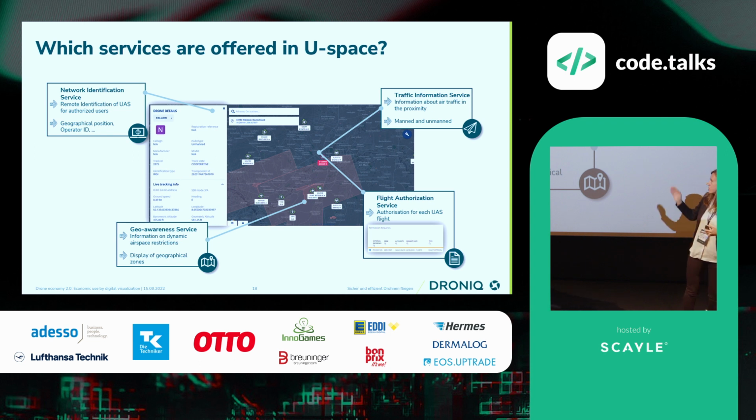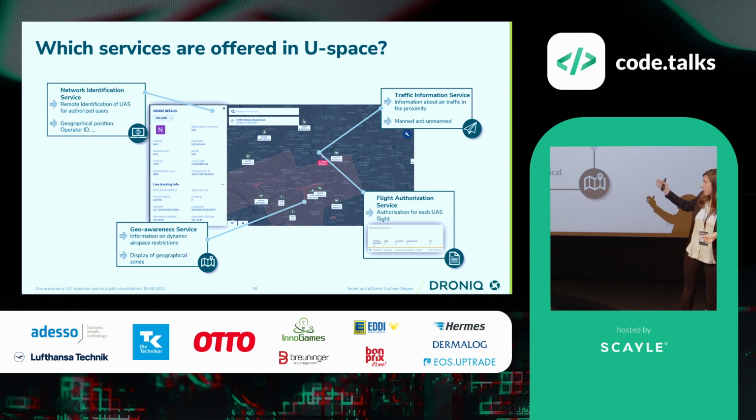And then the last is the geo-awareness service. So we're also sharing information about all geozones. So, for example, about wind turbines or motorways or heliports or any other geozones which might affect my flight in U-space. So this is also good to know.